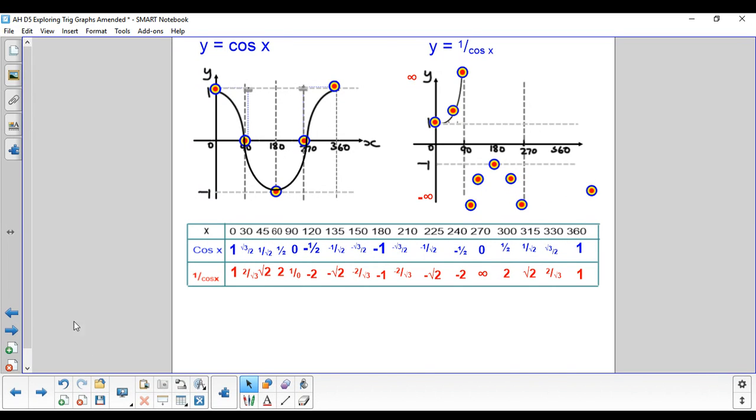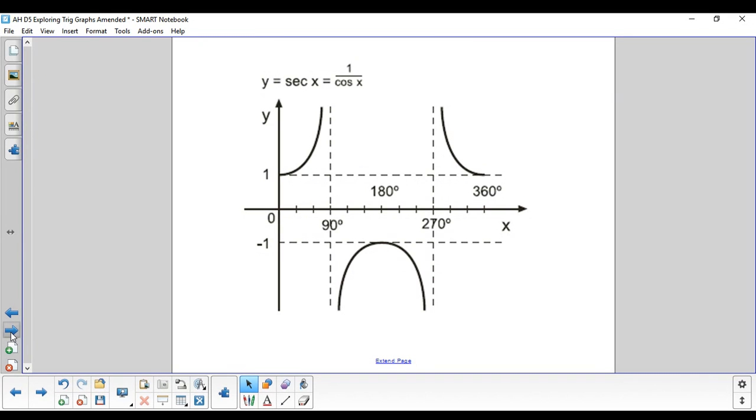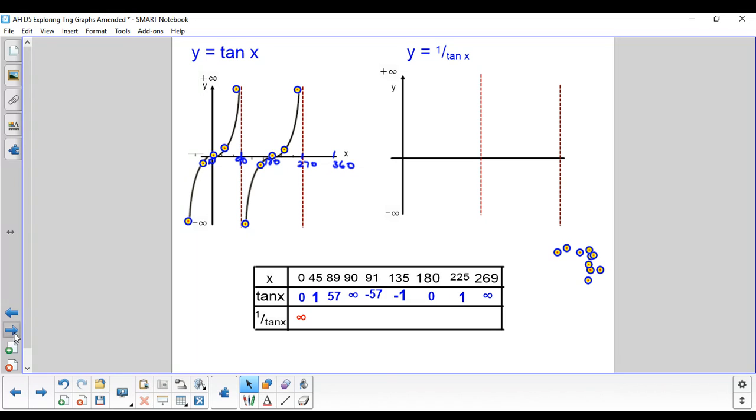Eventually when you plot them all you get a pretty graph like this. And that is what 1 over cos x looks like, but they don't call it that because that's more awkward. They call it sec x. Lastly, tan x. You know, tan's a very difficult one for you to draw, but that's my effort of it, if you want to call it that.